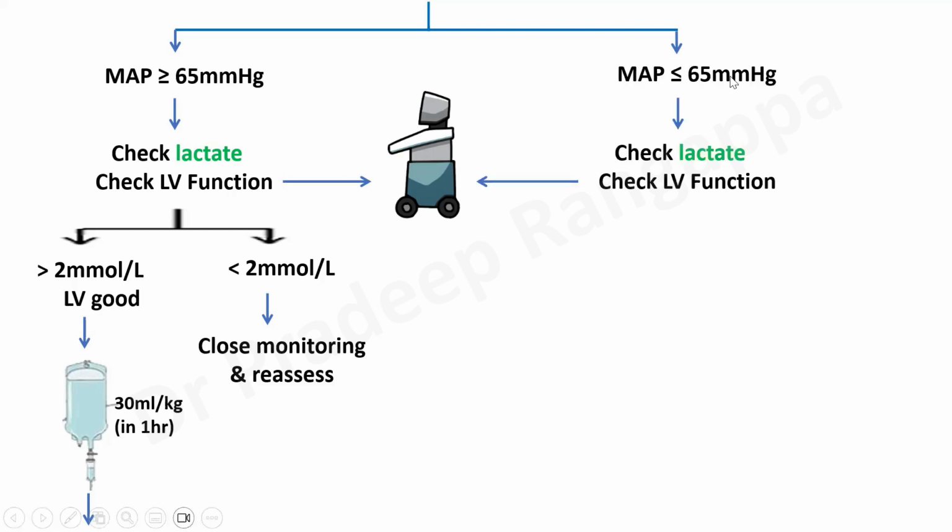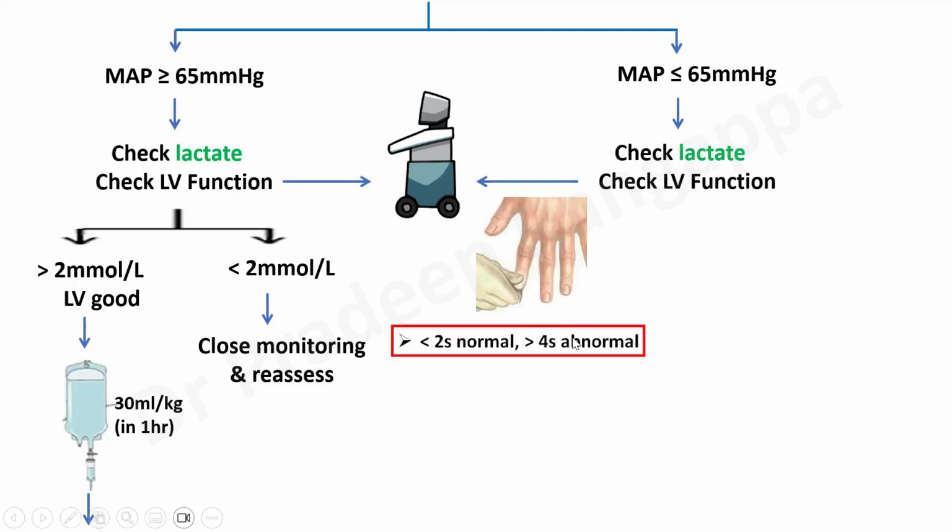Now, the second scenario is where MAP is less than 65. Even in less than 65, you follow the same protocol. You have to check lactate and check LV function. The key message is that upfront, one needs to do an echo to assess LV function, and you need to look at lactate. MAP alone will not tell you whether they are adequately euvolemic or hypovolemic. If it is less than 65, you look at capillary refill time. If it is less than 2 seconds, it is normal. If it is more than 4 seconds, it is abnormal. So check lactate. If capillary refill is abnormal, they need fluid, so give a fluid bolus.